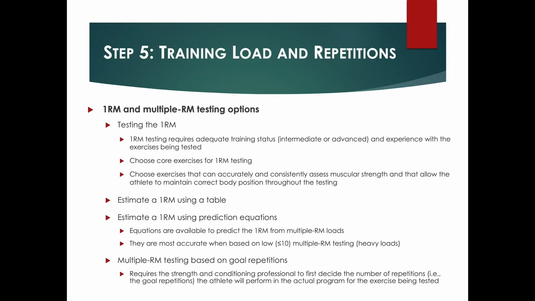So you have 1 RM and multiple RM testing options. Testing the 1 RM, I'll show you how to do that in a sec. It says 1 RM testing requires adequate training status and experience with the exercise being tested. Choose core exercises for 1 RM testing, and choose exercises that can accurately and consistently assess muscle strength and allow the athlete to maintain correct body position throughout the testing.